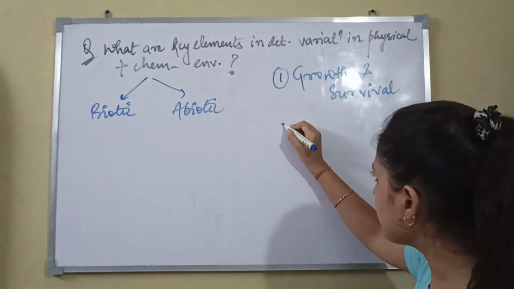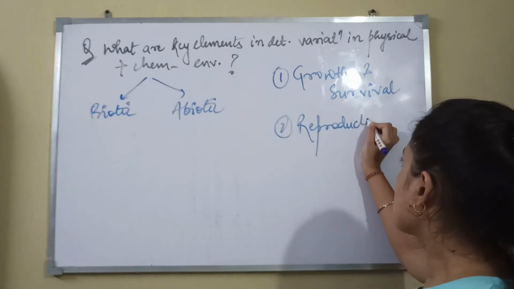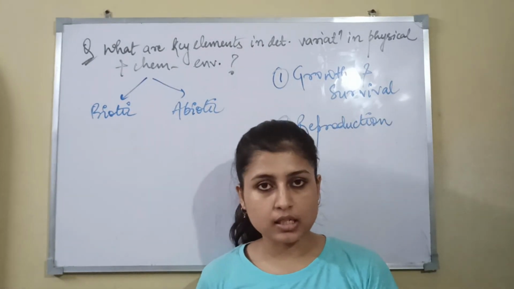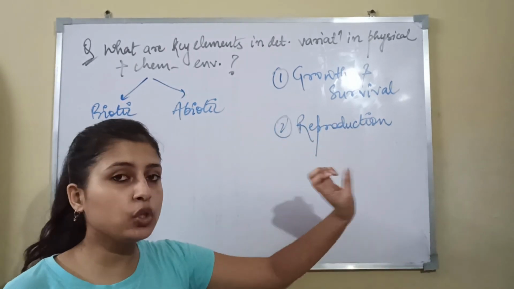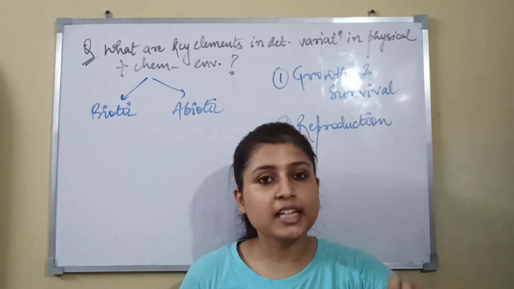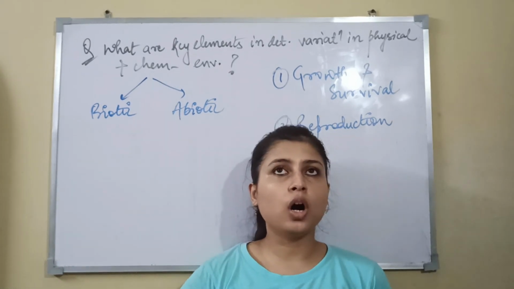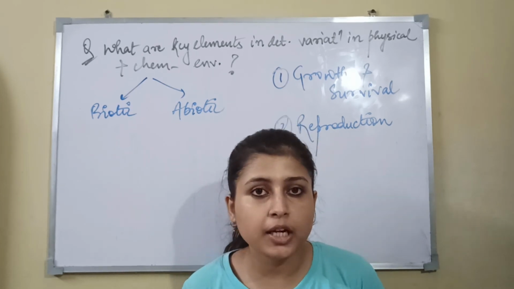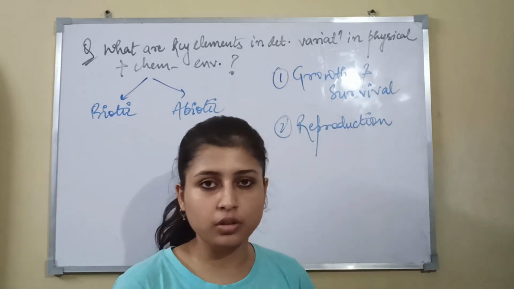The second point, which is the most important point, is reproduction. So the conditions which maximize its reproduction ability, capacity or potential. That means these two factors are the ones needed for the organisms to survive, or to choose a particular habitat which provides these two very important conditions.